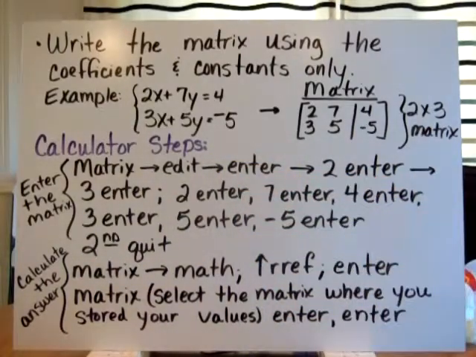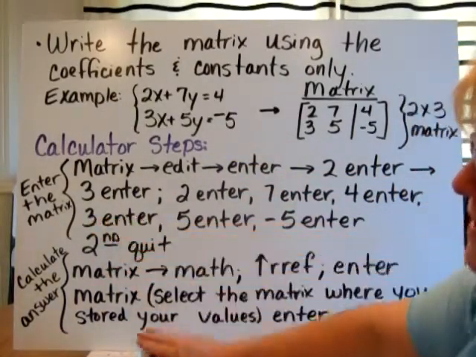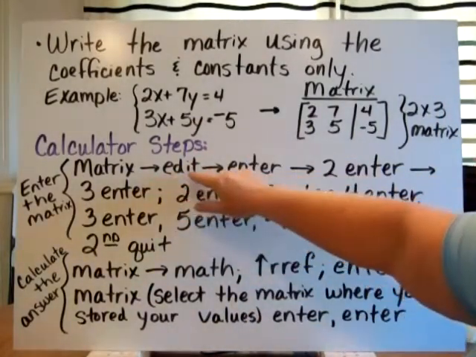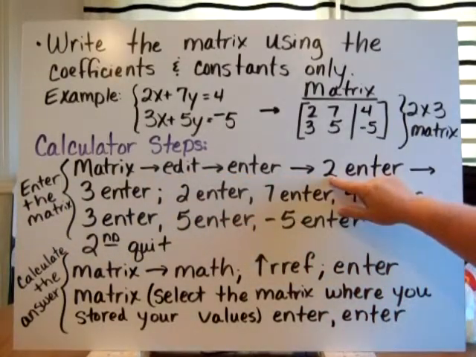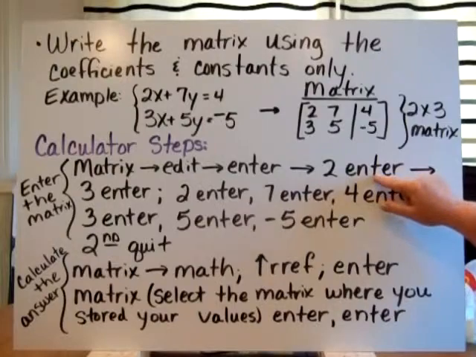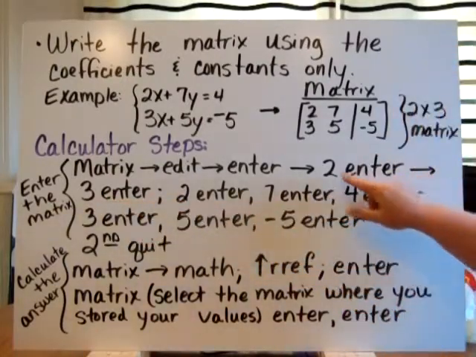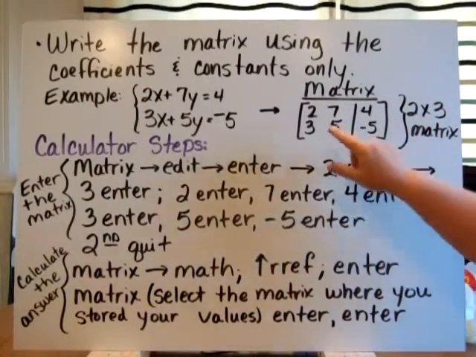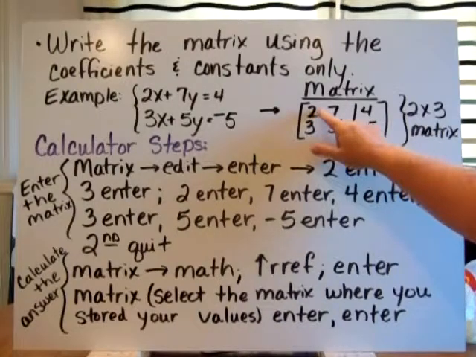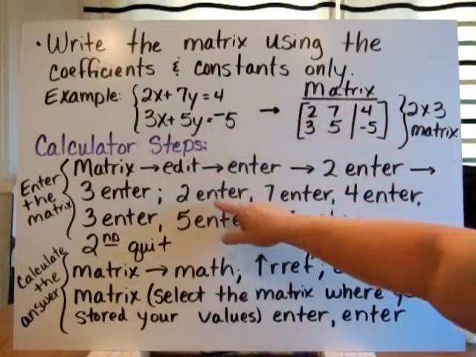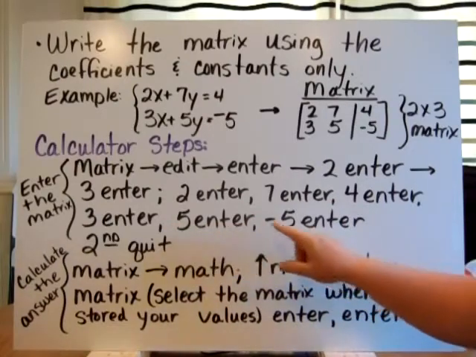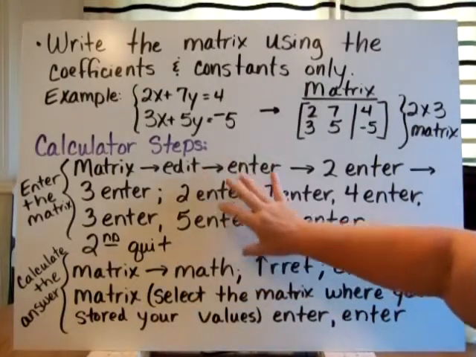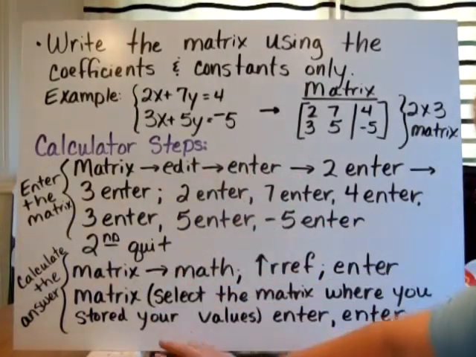There's basically 2 steps to the calculator. The first is to enter your matrix, and then the second is to calculate the answer. So you would go to matrix, edit, enter 2 because it's a 2 by 3 matrix, and then hit enter, and then 3 and enter. This 2 and this 3 tell it it's a 2 by 3 matrix. And then these numbers are the numbers in the matrix in order going across each row. So we'd have 2, 7, 4, 3, 5, and negative 5. You have to hit enter after every number. And then quit because we've got all of our data entered.